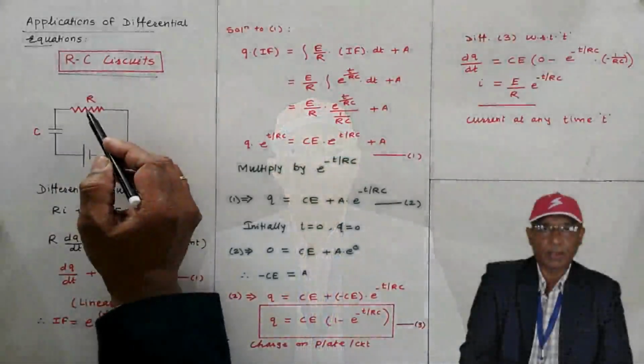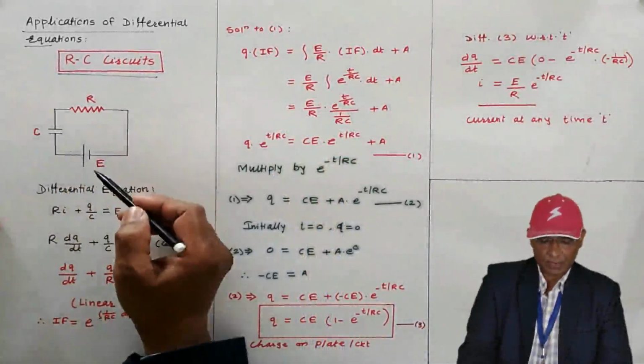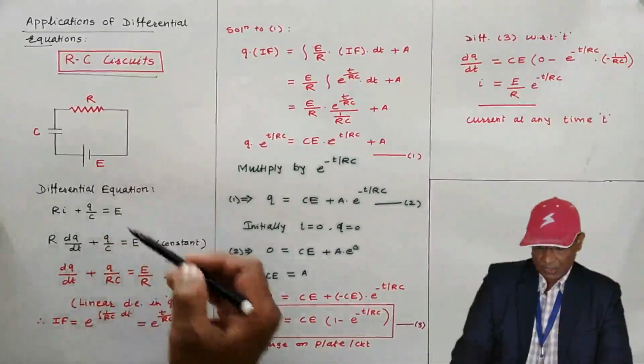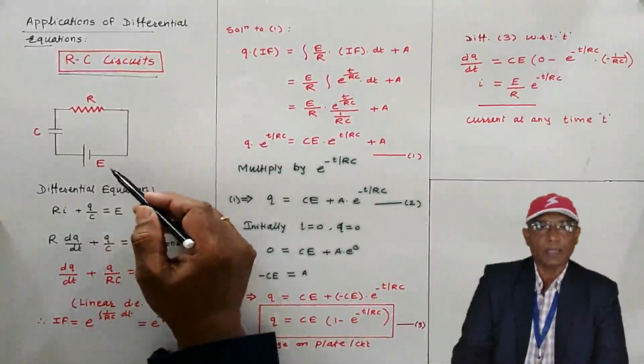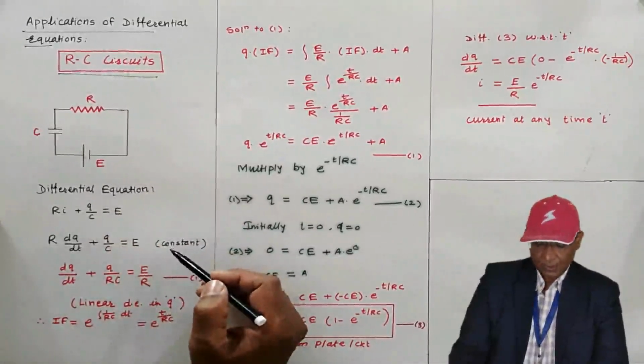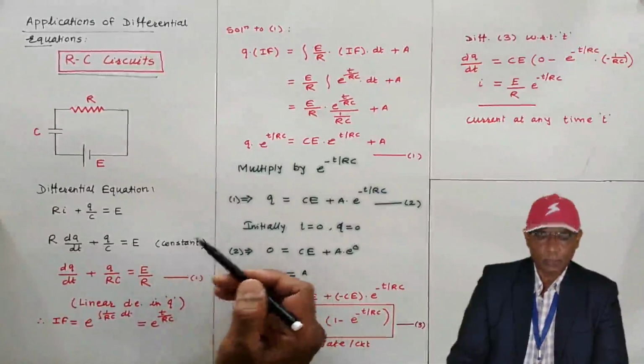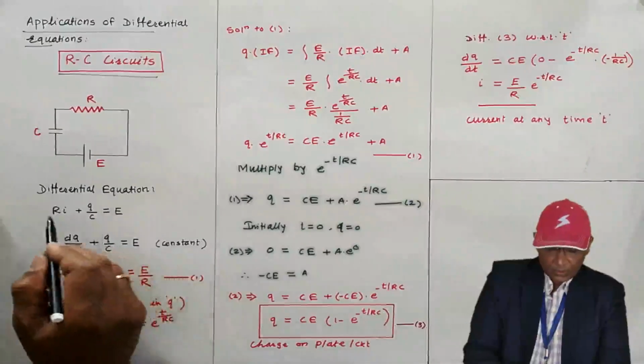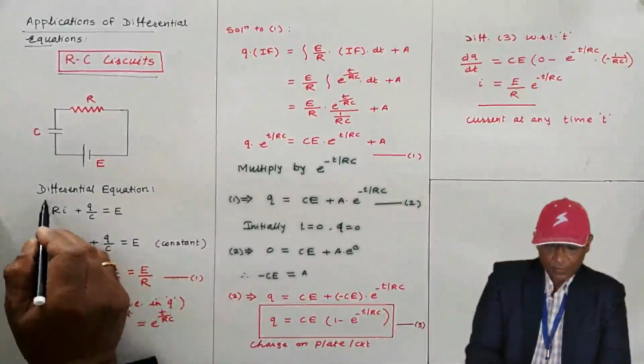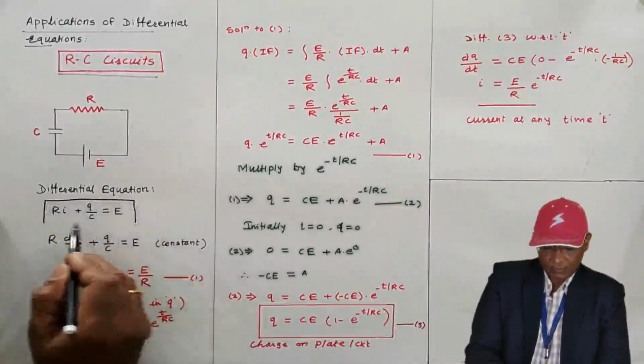In an RC circuit, there will be a capacitor and a resistor attached to the battery in series. Here we have a resistor, a capacitor and the battery, and I am taking the battery voltage as constant, though there may be a variable voltage also. Voltage will be given in terms of time also. So this is the differential equation of the RC circuit.